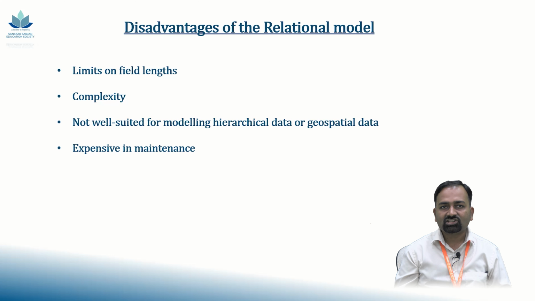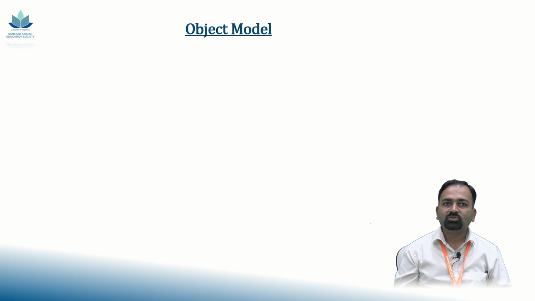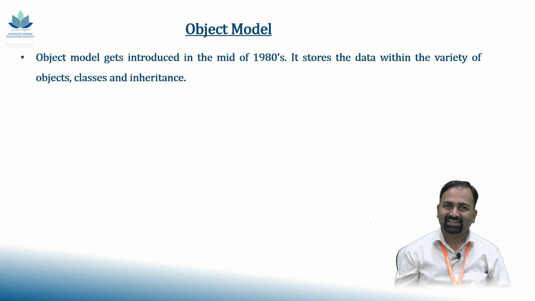Next, maintaining a relational database, especially at scale, can be expensive due to hardware requirements, licensing fees, and specialized expertise needed for management. Now the last model is the object model. The object model was introduced in the mid 1980s. It stores the data within a variety of objects, classes, and inheritance. Now let me tell you what object, class, and inheritance are first.